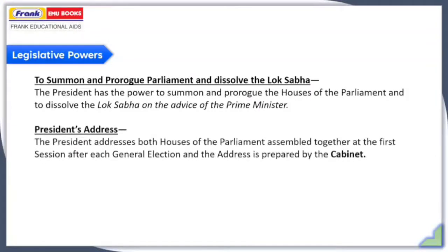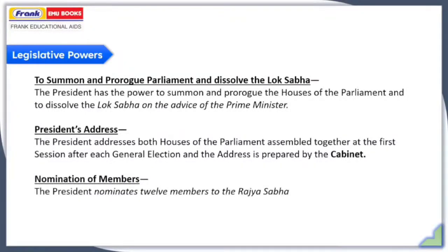The President addresses both houses of the Parliament assembled together at the first session after each general election and the address is prepared by the Cabinet. The President nominates 12 members to the Rajya Sabha from 4 fields: art, literature, science and social service.